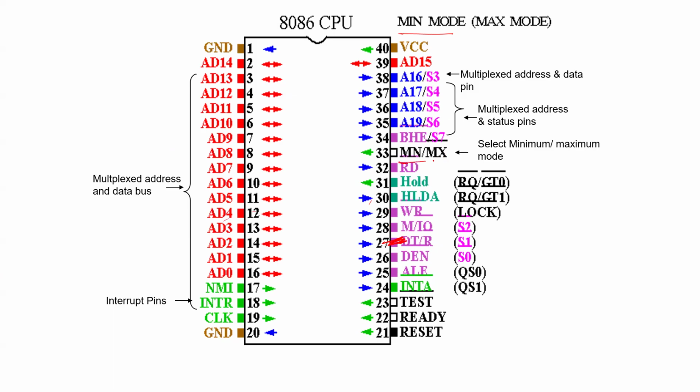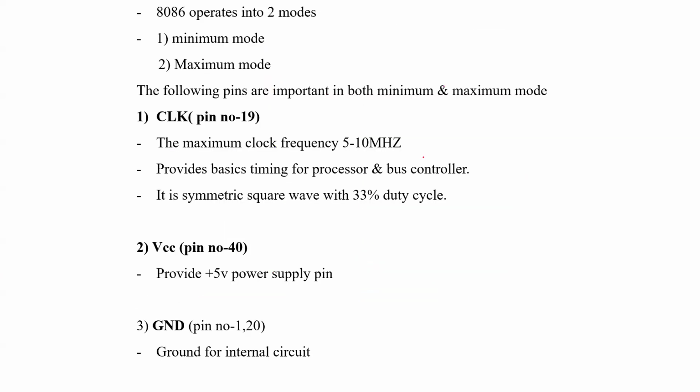At pin number 33, you can see MN/MX bar. If I give 0 here, maximum mode will be activated. If I give 1 there, minimum mode will be activated. Simple thing, no confusion. Simply, we separate the 8086 microprocessor's work into two modes: some work is done in maximum mode, and some work we can do in minimum mode.